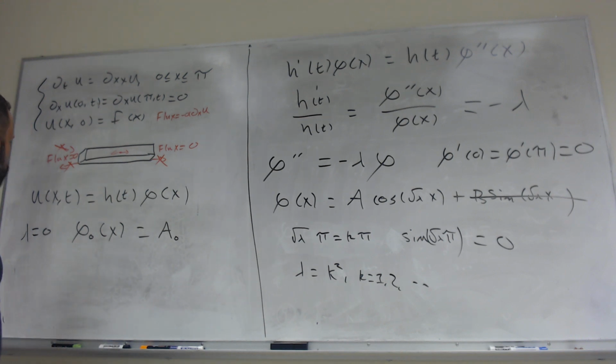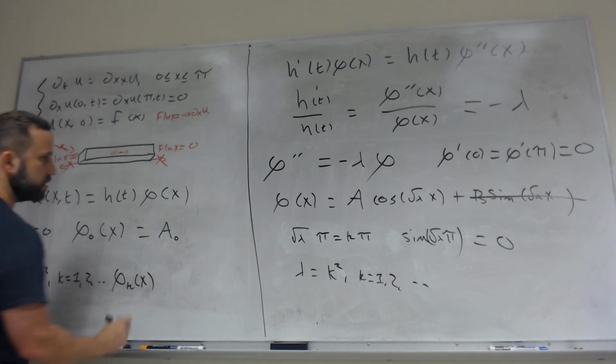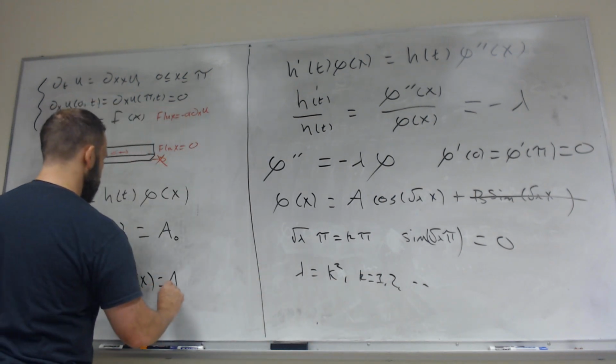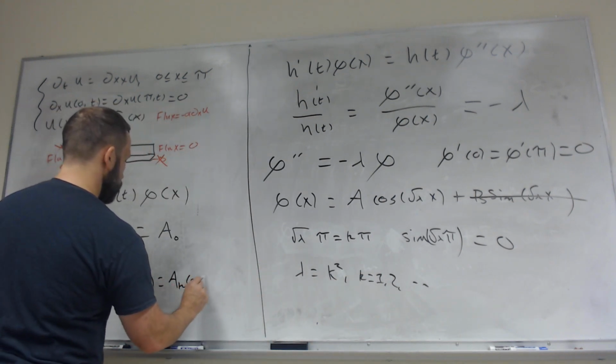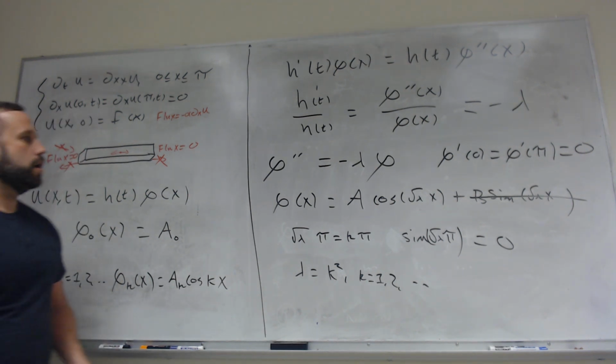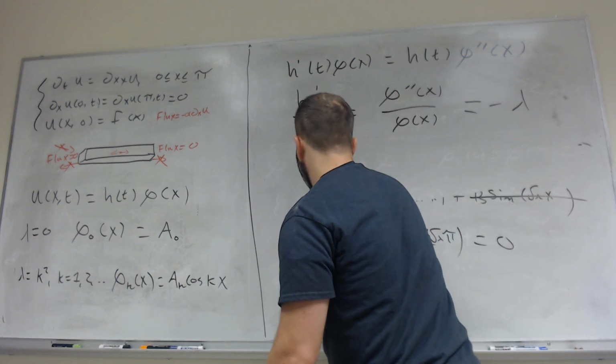Okay, so now we've got for lambda equals k squared, for k equals 1, 2, and so on and so forth, phi k of x is going to be equal to, I'll call it a k, cosine kx. Alright, so that's the phi equation. Now I need to look at the h equation.